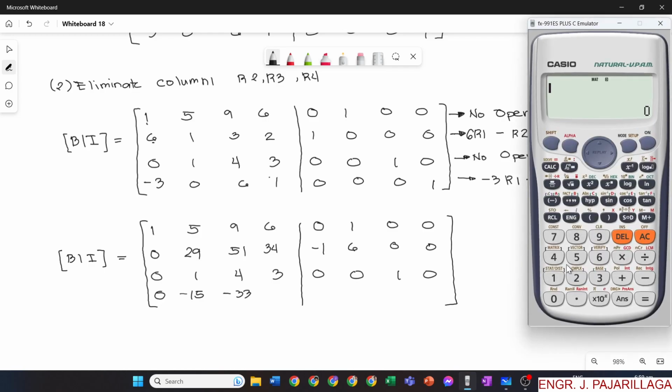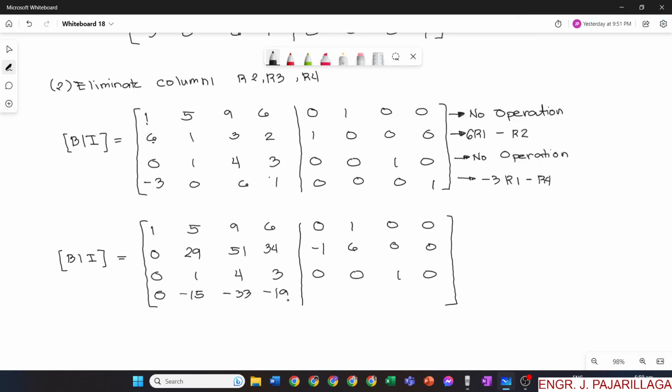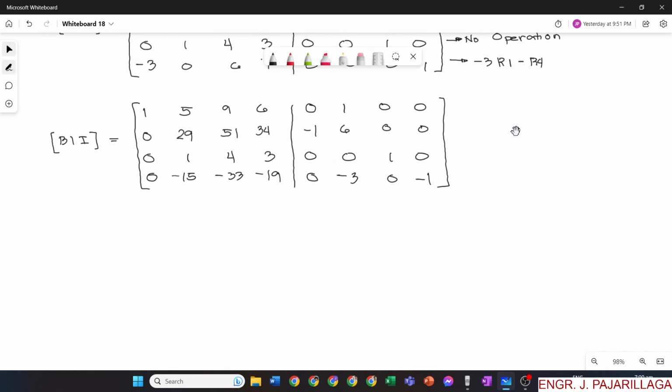I-calculate na natin para sure. So, negative 3 times 9 minus 6, 33. And then you have negative 3 times 6 minus 1. You have negative 19 here. And then negative 3 times 0 minus 0 is 0. Negative 3 by 1 is negative 3. Then minus 0 is negative 3. Then here we have 0. And dito we have negative 1. Okay? So this is now our matrix upon application yung ating elimination on column 1, row 2, 3, and 4.